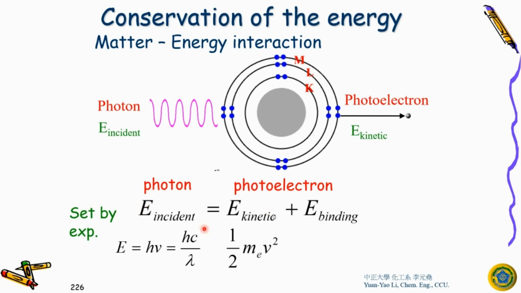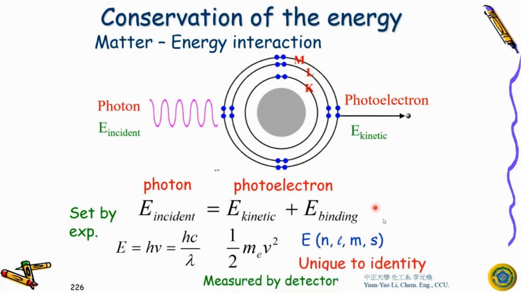It's set by experiment, and we get this energy measured by detectors. So we know the bonding energy, unique to identity. The important thing is that if we have an unknown element, we put it into this chamber, and we give energy to this atom, and we get the photoelectron out, and we measure the energy of these photoelectrons, and we will be able to know the bonding energy.